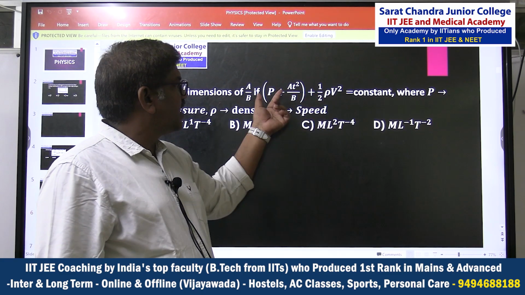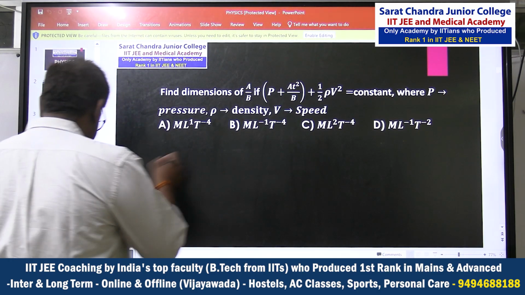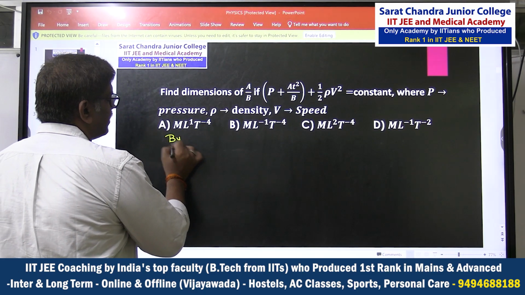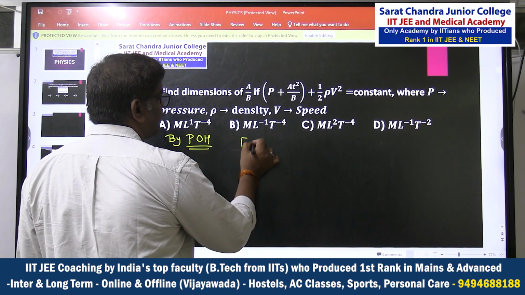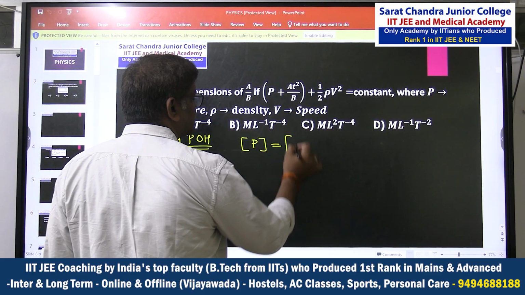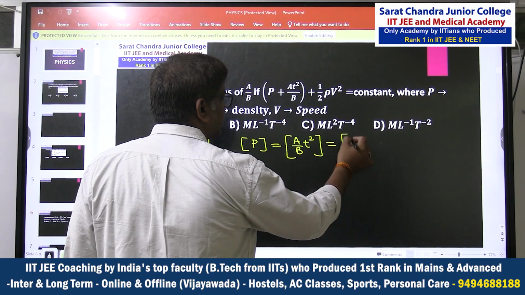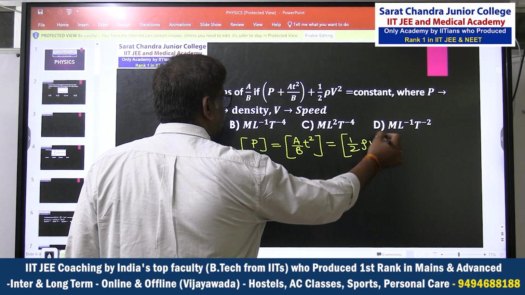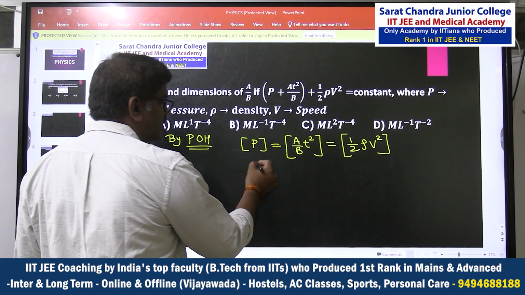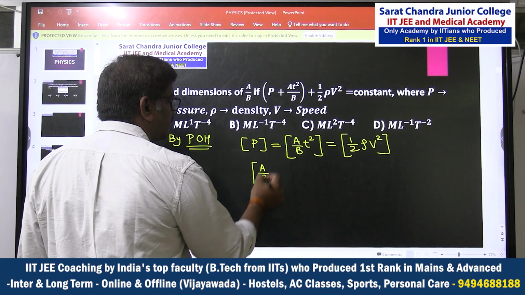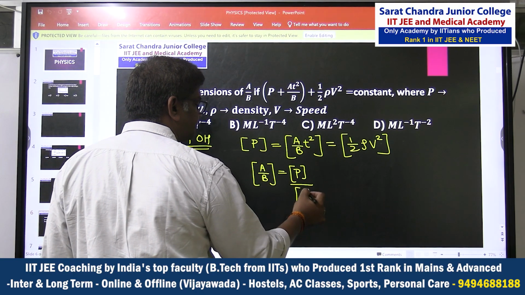So each and every term, there are three terms, each and every term has the same dimension. So by the principle of homogeneity, what can we say? We can say the dimension of P is the same as the dimension of A by B T square, which is the same dimension as half rho V square. So I will not consider these multiple terms, rather I will take simply pressure. So what is the dimension of A by B? You can simply say it is the dimension of P divided by the dimension of T square.